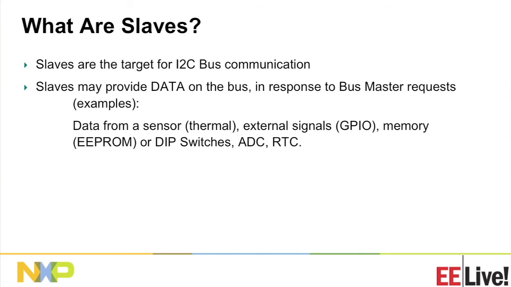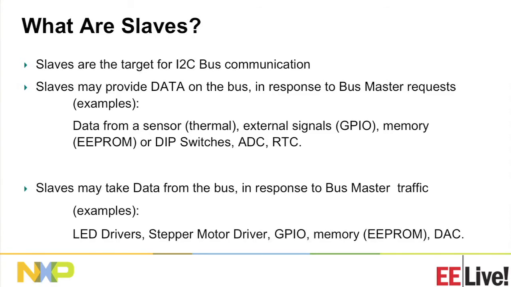For example, they may be a sensor, such as a temperature or thermal sensor. They may be reading external signals, push-button switches, reading from a memory device, or they may be some kind of customer configuration where you have switches on the board that you have to read periodically. Slaves may also take data from the bus. For example, they may be LED drivers, stepper motor drivers, general purpose I/O devices, or again, memory devices that you want to write to.